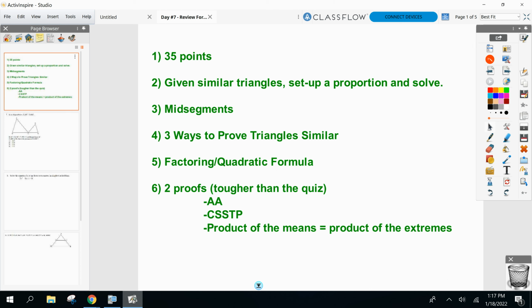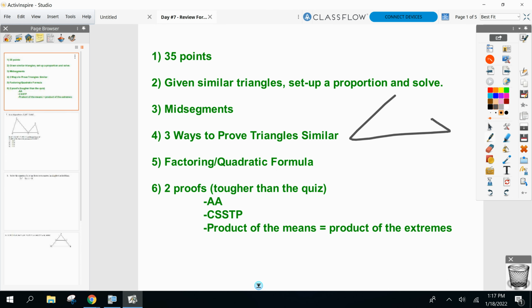The 35 points, we're good there. If I give you two similar triangles, can you set up a proportion and solve it? Can you match up corresponding sides correctly? I know we've gotten a lot of practice at that. More coming tomorrow. Mid-segments, we went over this on Friday. That's why I'm not starting with the homework today, because I know everybody finished it, and if you had questions, you would have asked at that time.